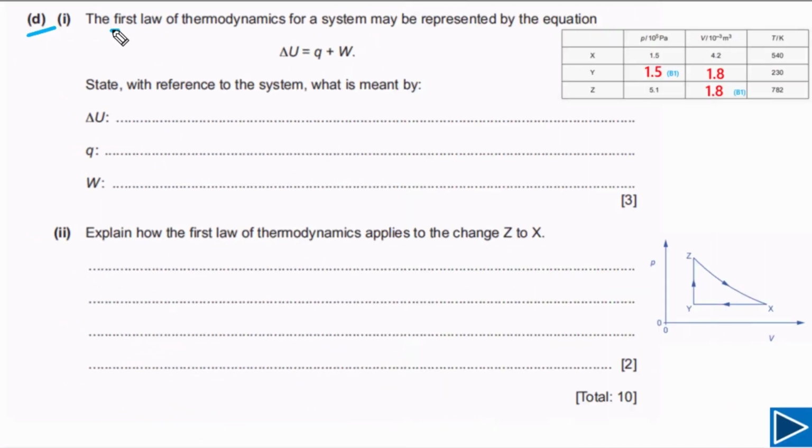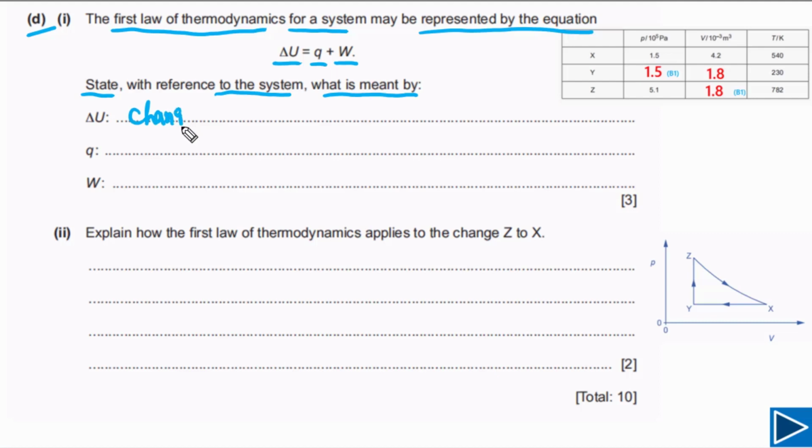For D, it is given to us that the first law of thermodynamics for a system may be represented by the equation delta U is equal to Q plus W. We need to state with reference to the system what is meant by these symbols. First one is delta U. Delta U simply is the change in internal energy of the system. So this is how you can write this: change in internal energy of the system. You can even say increase in internal energy of the system. It can be positive or negative.